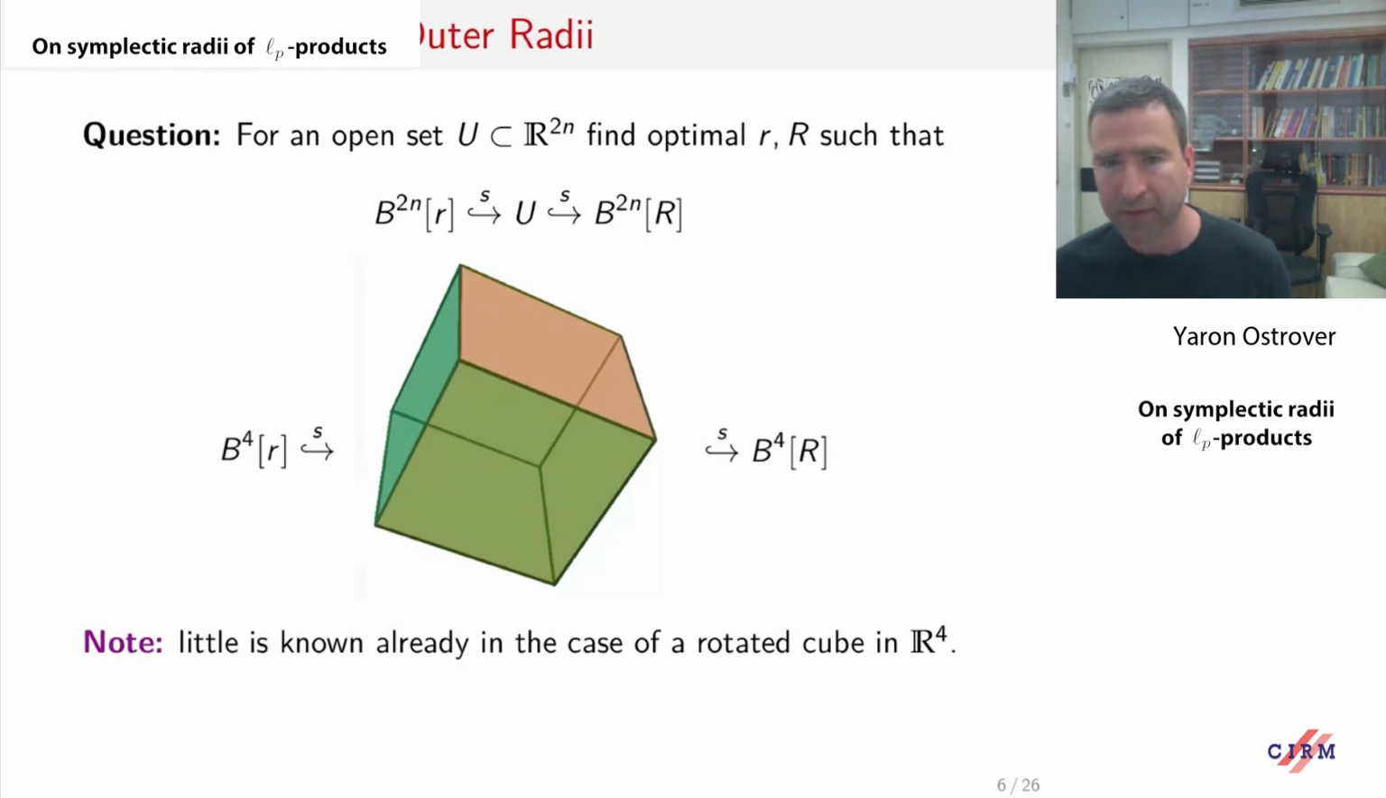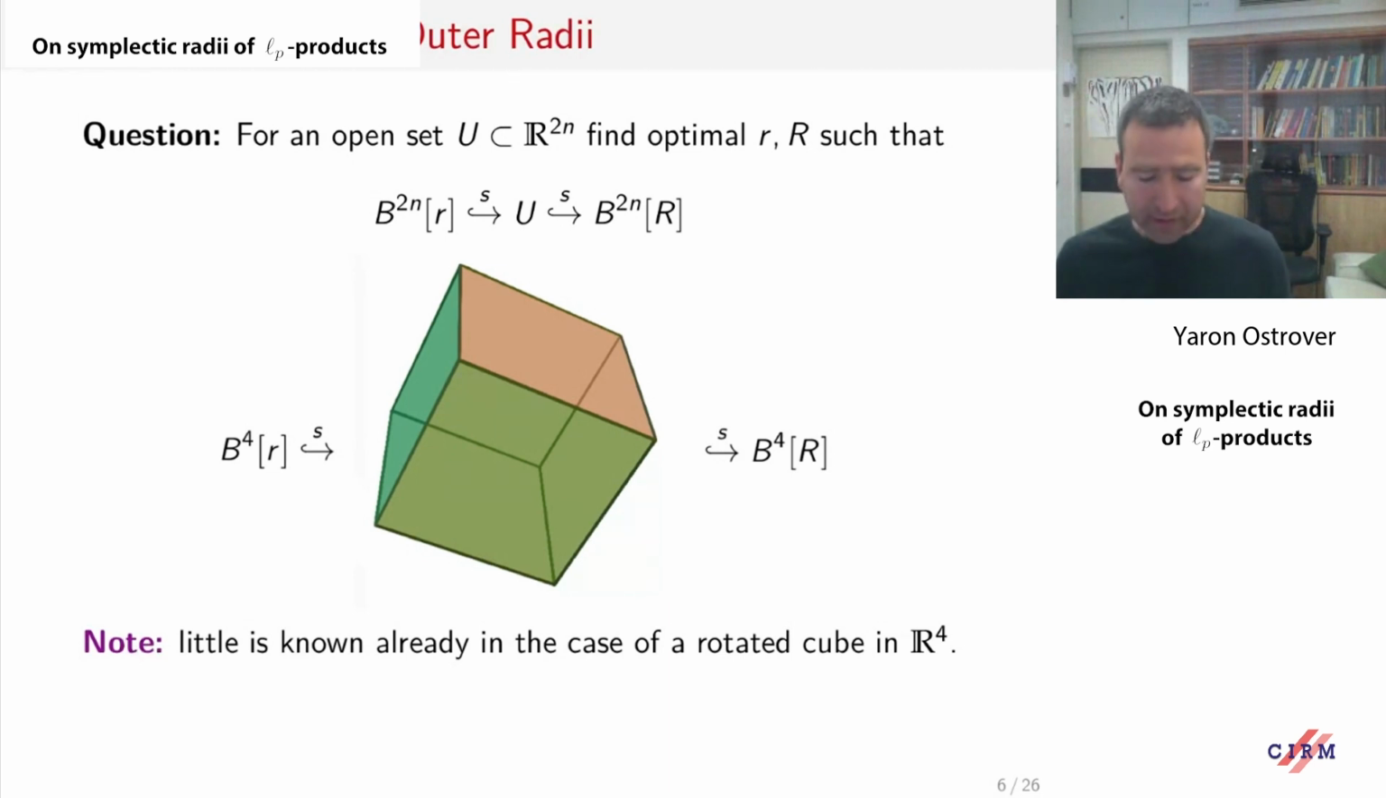But even in dimension 4, I would like to say that we are very far from being able to answer this question. And my favorite example is a rotated cube. So take a cube in R4, look at the rotation of the cube. Now, of course, the rotation is not symplectic, not unitary, and try to understand the inner and outer radius of this rotated cube.